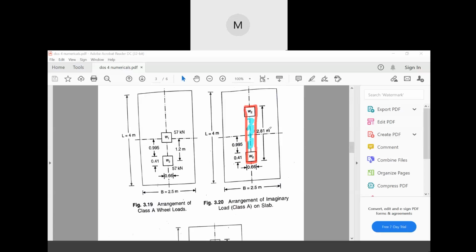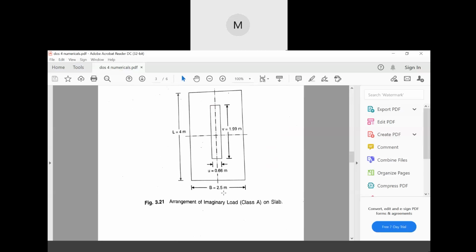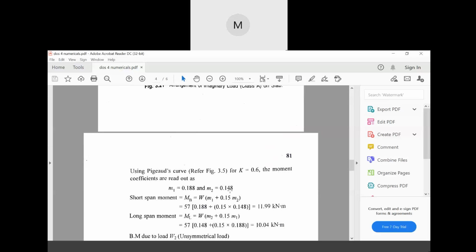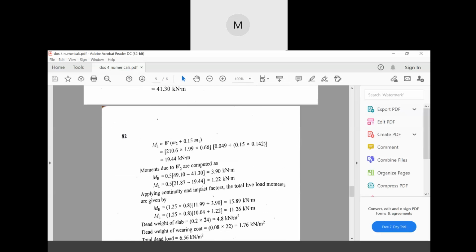So if you do 2.81 minus 0.41 twice, because this is also 0.41 here, then you will get 1.99. So in the third case, the U by B or the U value will remain the same as 0.66, but the V value will change to 1.99. And then we'll find out MB and ML again.